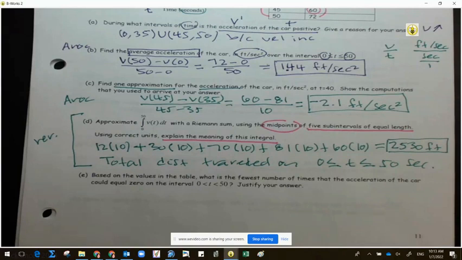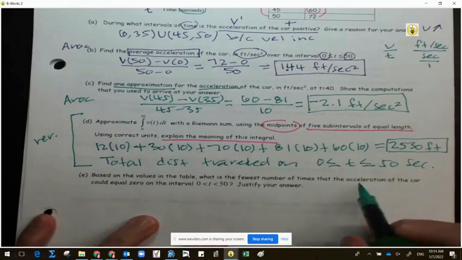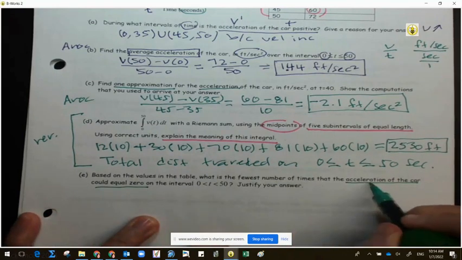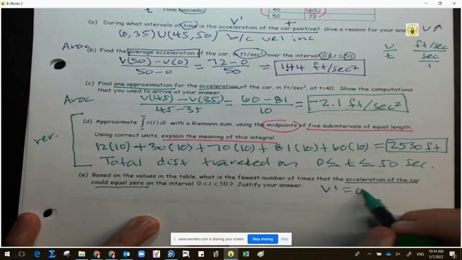All right, Cody, part E, let's read. Based on the values in the table, what is the fewest number of times that the acceleration of the car equals 0 on the interval 0 is less than t is less than 50? Justify your answer. So the acceleration of the car could equal 0. So we have the acceleration is the v prime.